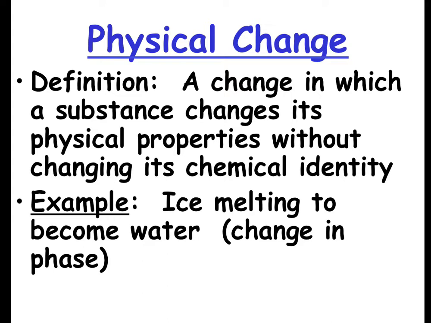So the definition, a change in which a substance changes its physical properties without changing its actual identity or chemical identity. So once again, we can talk about tearing a piece of paper, writing on a piece of paper, playing with Play-Doh. So ice melts to water. It's still water. You still have H2O in the solid phase, and then it goes to the liquid phase. So H2O is H2O no matter what.